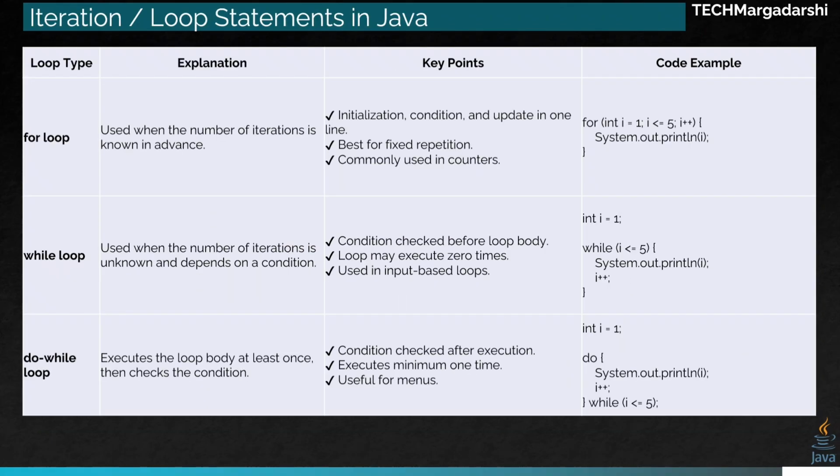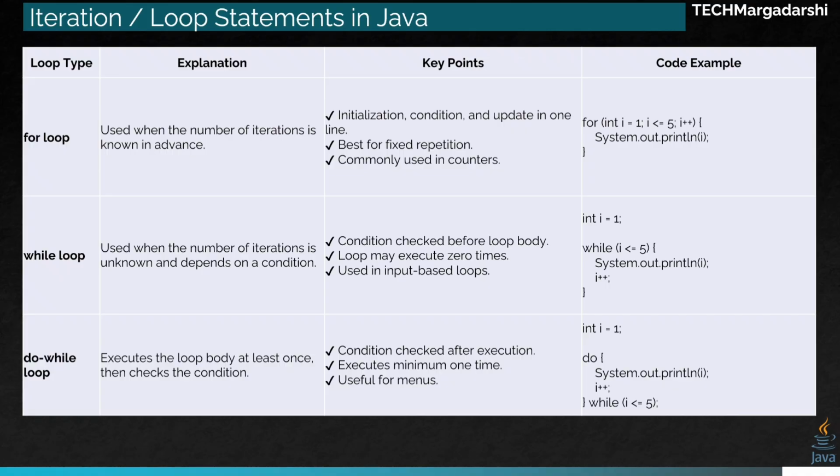Now, here is the next topic, iteration or loop statements in Java. Now, let's understand iteration statements, also known as loops in Java. Loops are used when we want to execute a block of code repeatedly based on a condition. First, we have the for loop. The for loop is used when the number of iterations is already known. It contains initialization, condition, and update in a single line, making it very clean and readable. This loop is commonly used for counters and fixed repetitions.